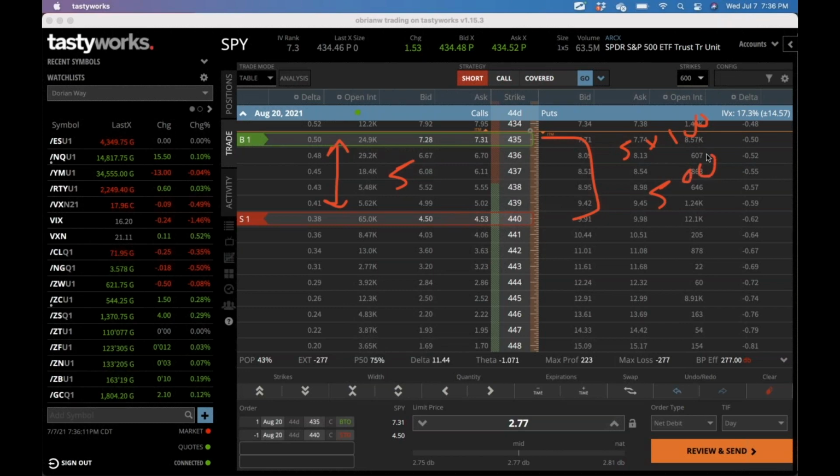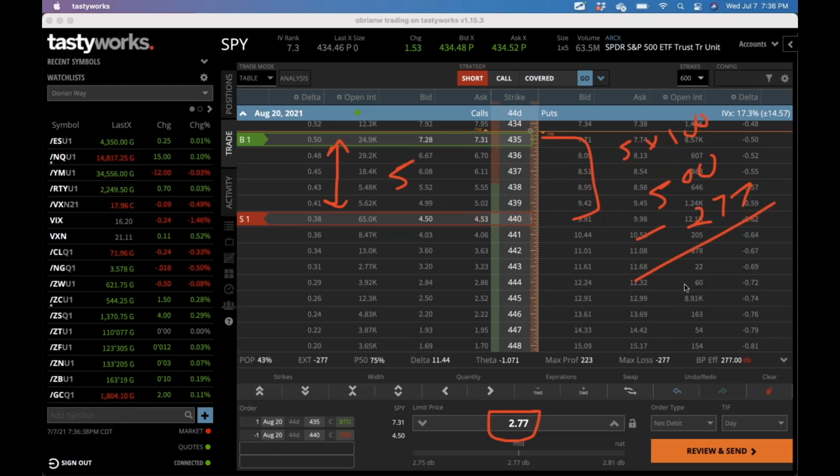So the difference is that when you're the seller, the most you can lose is 500. When you're the buyer, the most you can win is 500 on this 5 point wide spread. In this case, the most you can make is 500 minus what you pay. So you're paying $277 here for this call spread.